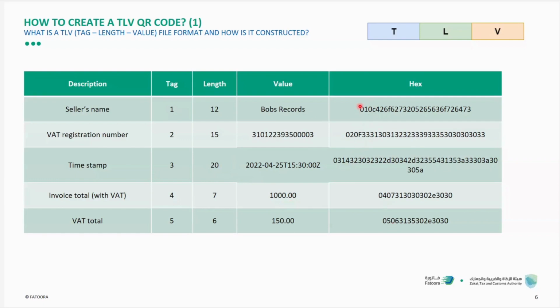So characters 1 and 2 are for the tag index. Characters 3 and 4 are for the length, and then the rest are the actual value that you want to store. So if you convert Bob's record into hexadecimal, you will get this amount of characters. And this, of course, applies to the rest of the values.